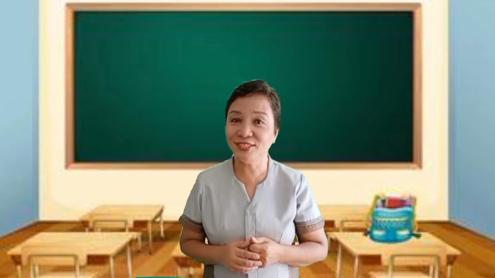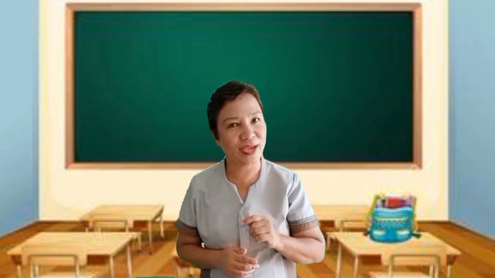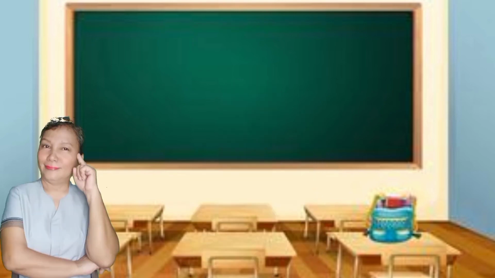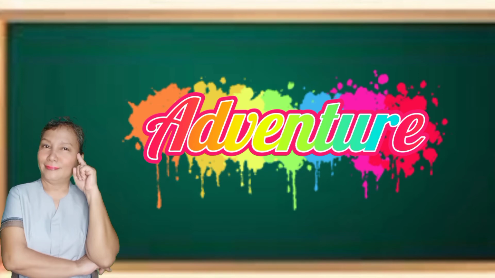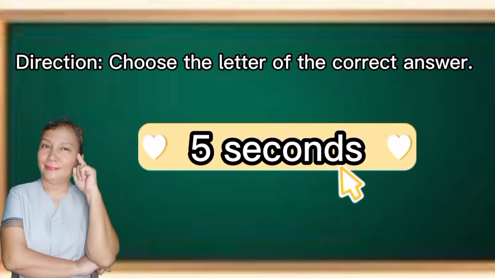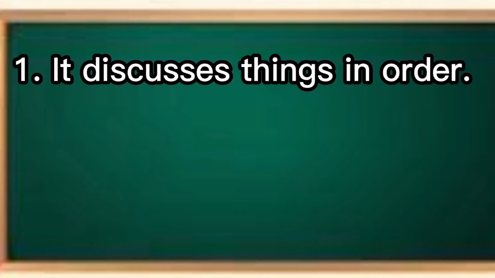Now, let us check if you have already an idea about it. Are you ready? Come on! Let's start our new adventure. Here's the direction. Choose the letter of the correct answer. You will be given 5 seconds to answer the question. Let's start. Number 1. It discusses things in order.